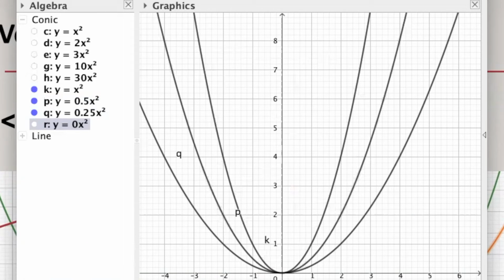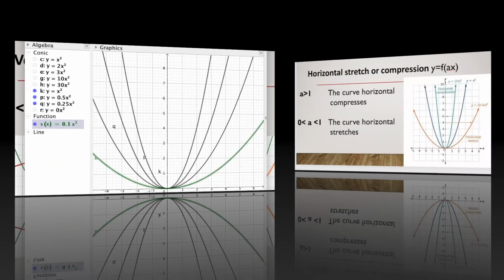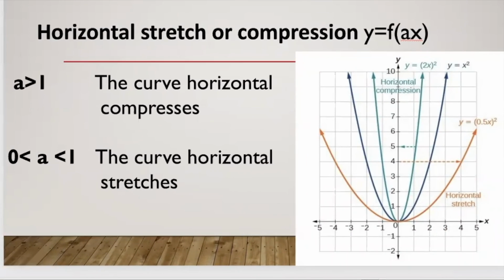This is 0.1x squared. As you can see, it's getting closer and closer. So the compression is where we're having the y values getting closer to the x-axis. Now, horizontal stretch or compression.